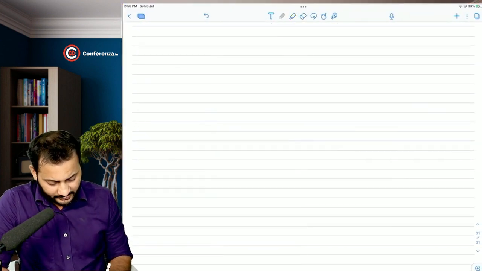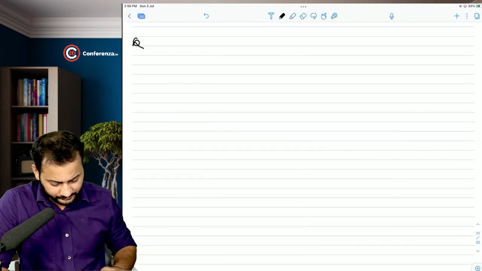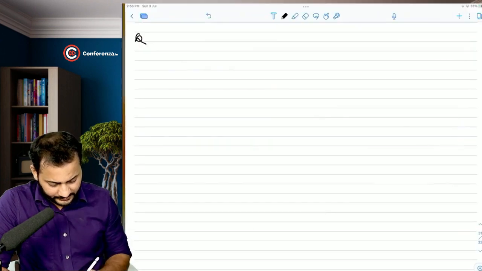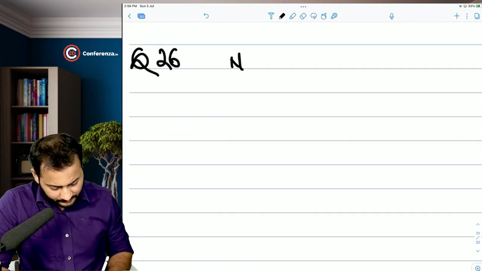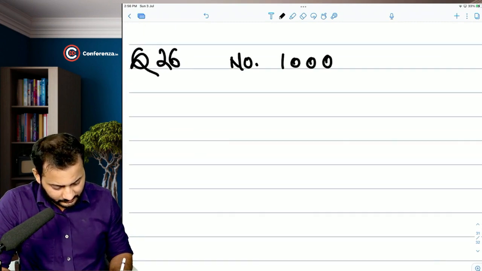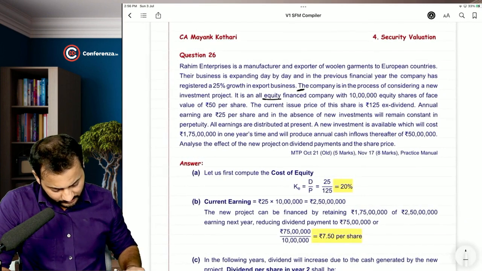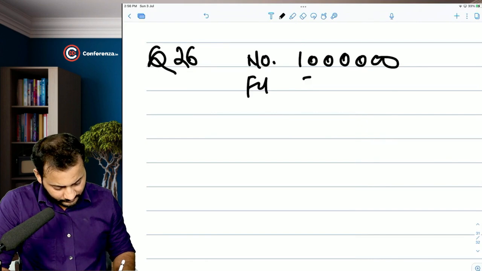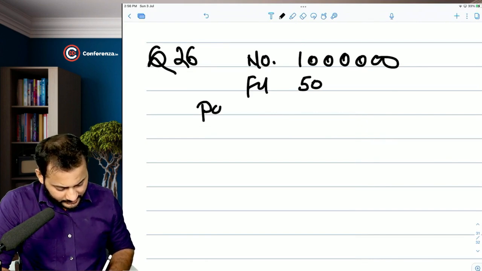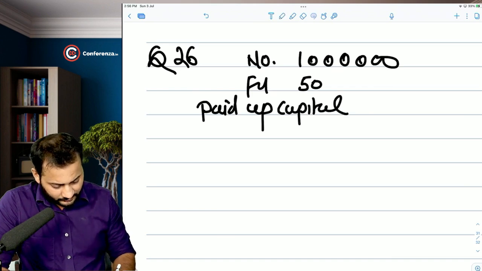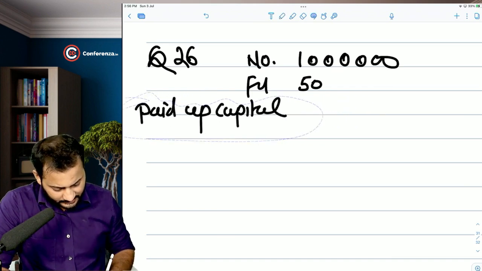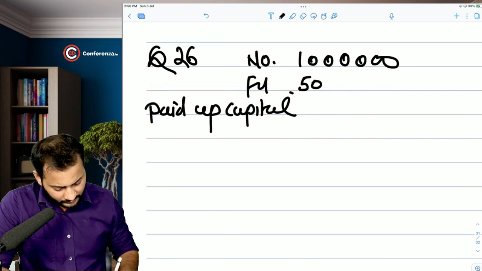Let's start writing the given information. Question number 26. How many shares are given? 10 lakhs. Face value 20 or 50? Face value 50. So I can easily calculate paid up capital, which is around 500 lakhs. However, it may not be used further in this analysis.